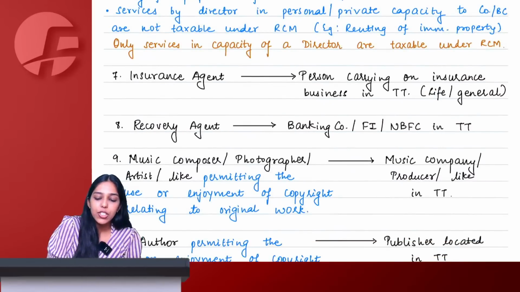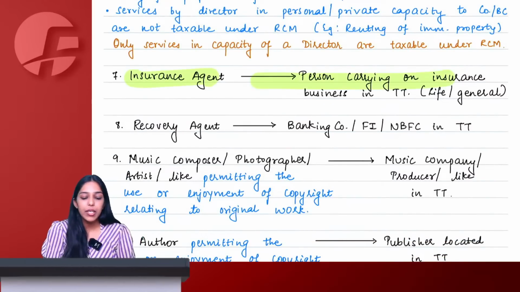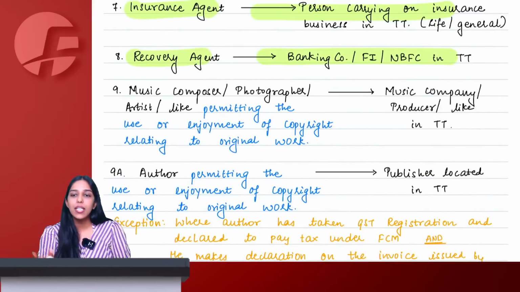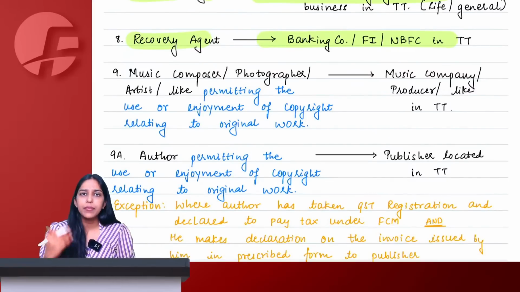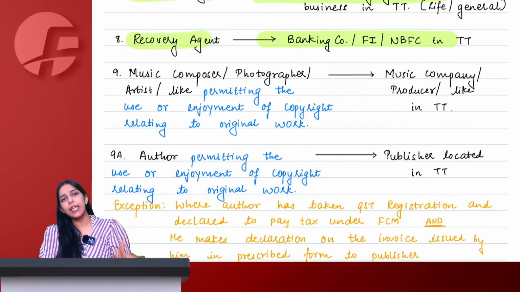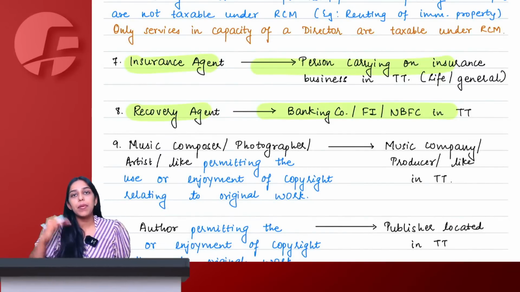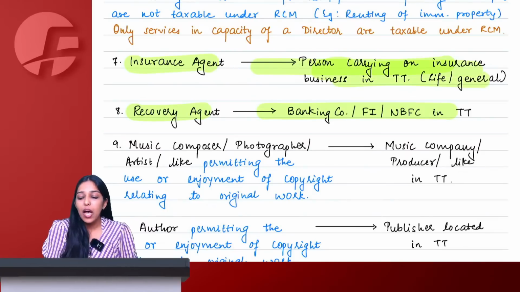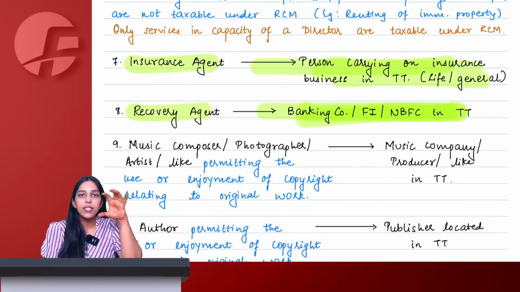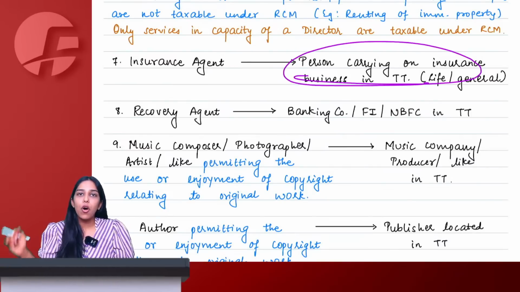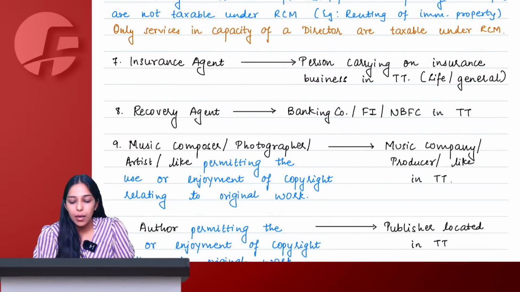Then insurance agents giving services to an insurance company, and recovery agents giving services to banking, financial institutions, NBFCs, all of these are again taxable under RCM, because recovery agents and insurance agents are small people, while banks and insurance companies are big people. They have thousands of agents in a single company. So of course, the company can be made liable to discharge RCM on all the commissions that they are paying.